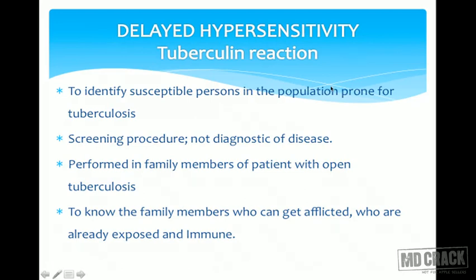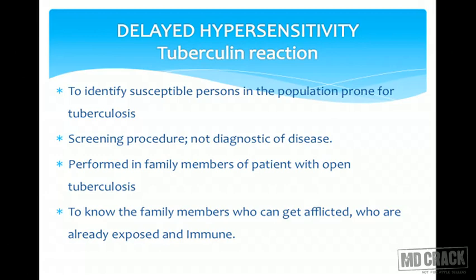In the tuberculin injection, a very small quantity of tuberculin is injected into the skin on the volar aspect of the arm. It is mainly to identify susceptible persons in a population who are prone to tuberculosis. Remember, it's a screening test for tuberculosis, not a diagnostic test. Usually it is performed on family members of a patient with an open case of tuberculosis. If one person is suffering from tuberculosis whose sputum is positive, you have to screen the other members with a tuberculin injection.